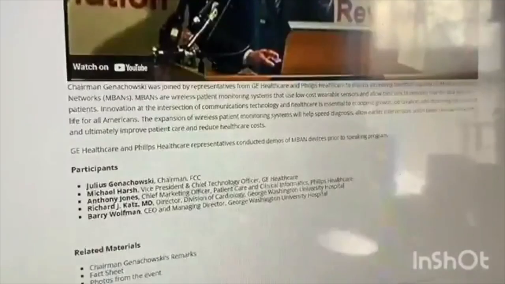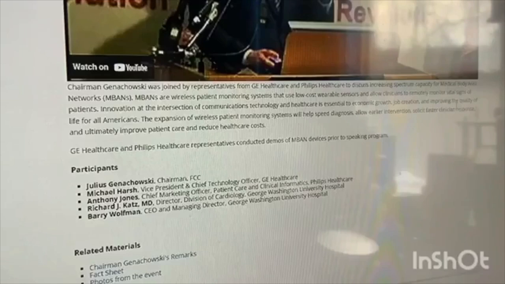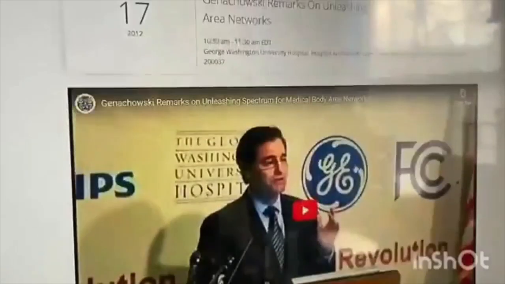So now what we're going to listen to is Chairman Genachowski, joined by representatives from GE Healthcare and Philips Healthcare, to discuss increasing spectrum capacity for medical body area networks in 2012.